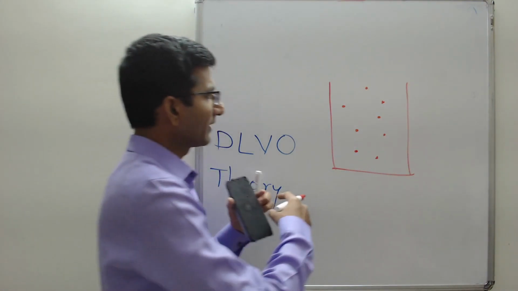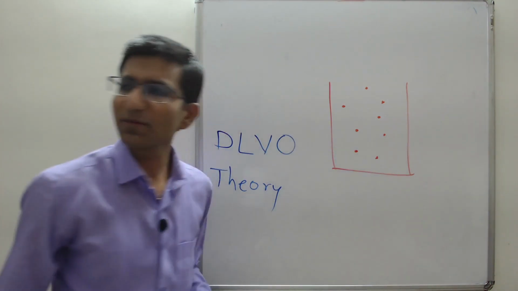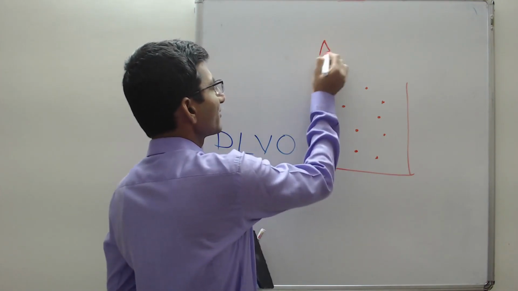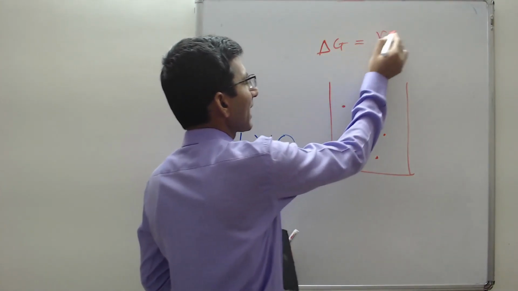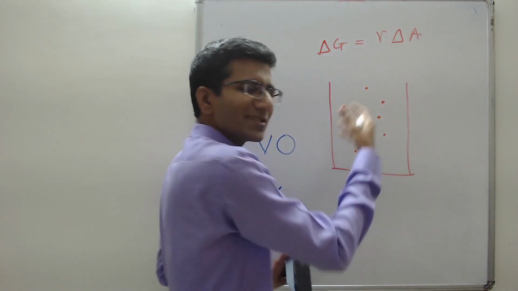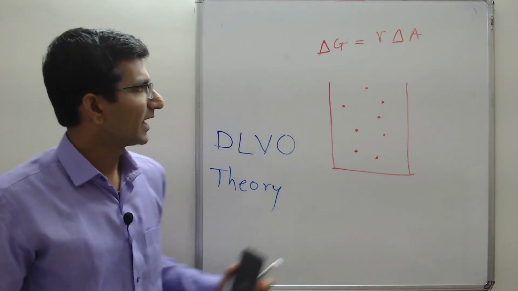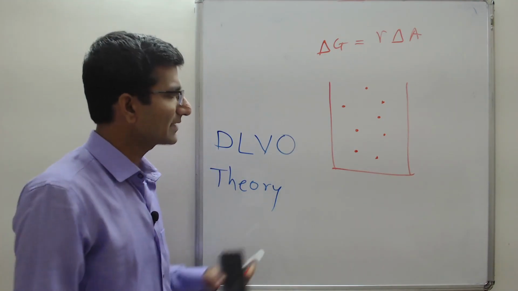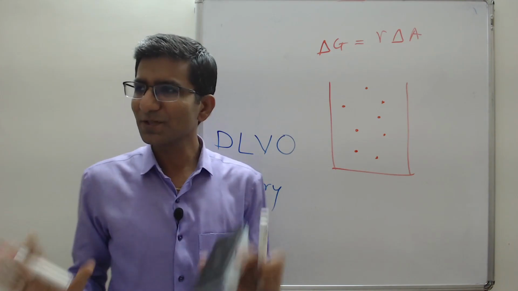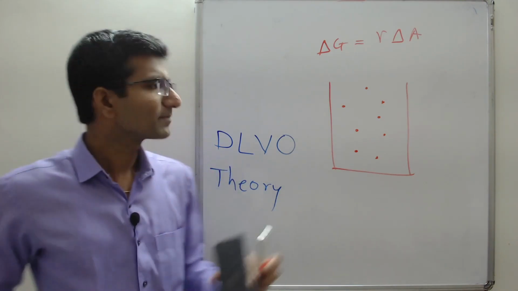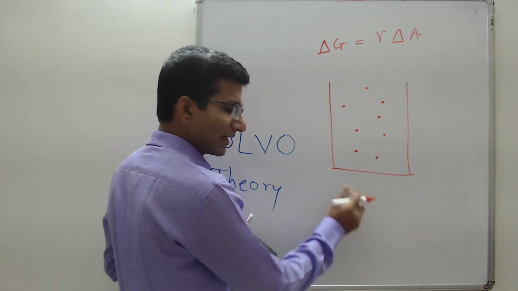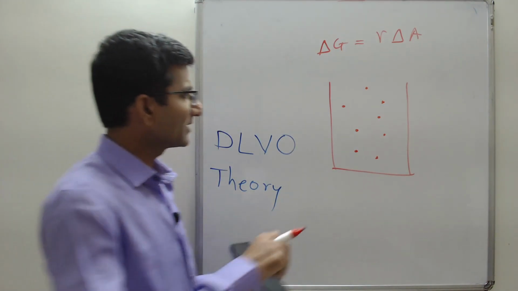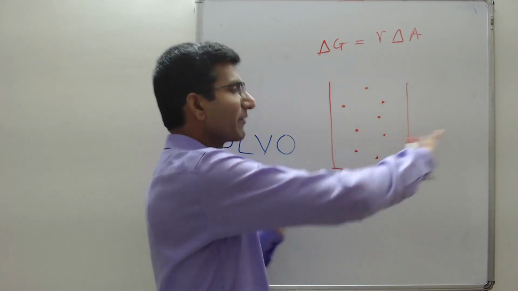When the dispersed phase is well dispersed, it is thermodynamically unstable. That thermodynamic instability is given by Gibbs free energy, which is equal to gamma delta A. Delta A is the increase in surface area of the dispersed phase and gamma is interfacial tension. So as interfacial tension increases, the dispersed phase will remain dispersed, correct. Now this is thermodynamically unstable but kinetically stable. When you say kinetically stable, it means that particles or globules are away from each other.